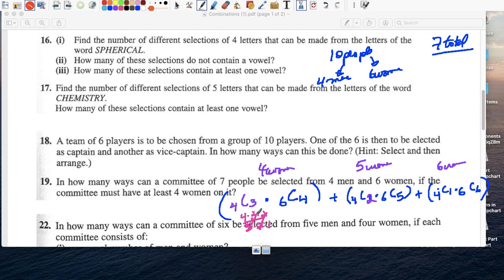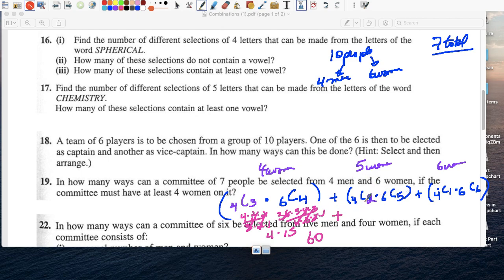3, 2 goes away. I get a 4 times, and this is 6 times 5 times 4 times 3 over 4 times 3 times 2 times 1. 4 goes away, 3 goes away, 2 and 6 becomes 3. We have 4 times 15. Better yet, we got 60. So there's 60 possible ways of doing that when there's 4 women.